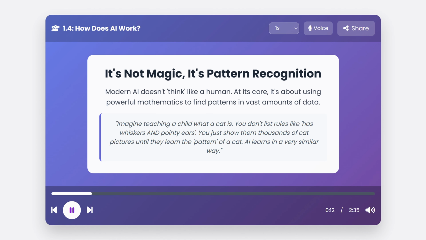The most important thing to understand is that modern AI is not magic, it's advanced pattern recognition. It doesn't think or understand like a human. Instead, it uses incredibly powerful math to find subtle patterns within huge amounts of data.